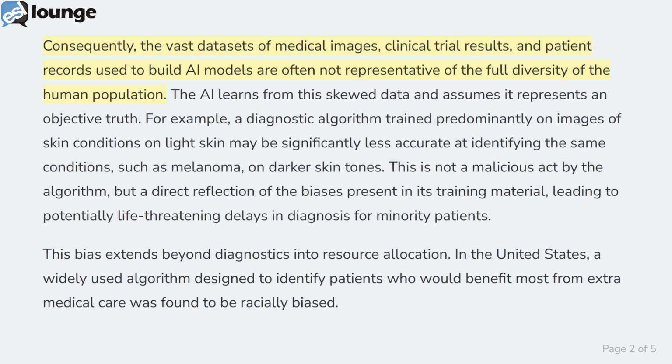Consequently, the vast datasets of medical images, clinical trial results, and patient records used to build AI models are often not representative of the full diversity of the human population. The AI learns from this skewed data and assumes it represents an objective truth. For example, a diagnostic algorithm trained predominantly on images of skin conditions on light skin may be significantly less accurate at identifying the same conditions, such as melanoma, on darker skin tones.